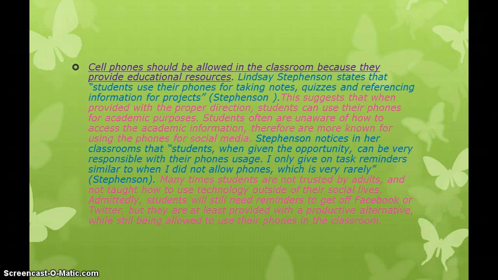Then I have my second integrated quote. Stevenson notices in her classrooms that, it goes right into the quote, students, when given the opportunity, can be very responsible with their phone usage. I only give on-task reminders similar to when I did not allow phones, which is very rarely. Again, I've got Stevenson, and then the period is after the parentheses, and then my commentary in pink. Many times, students are not trusted by adults and not taught how to use technology outside of their social lives. Admittedly, students will need reminders to get off Facebook or Twitter, but they are at least provided with productive alternatives while still being allowed to use their phones in the classroom.